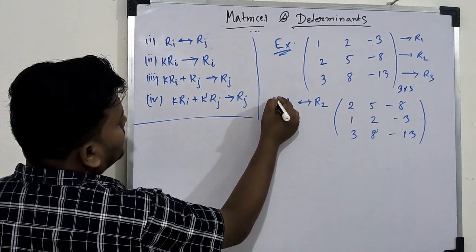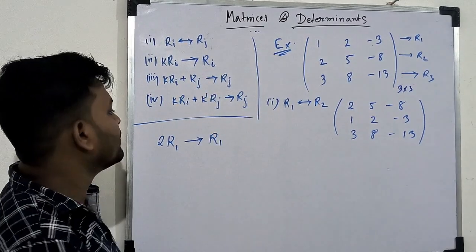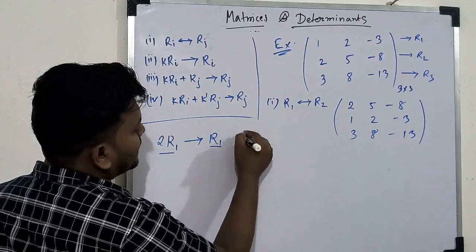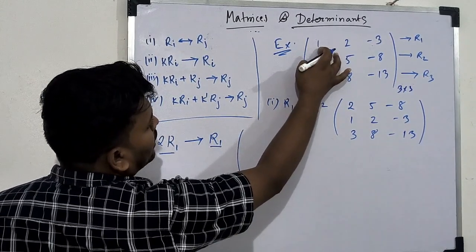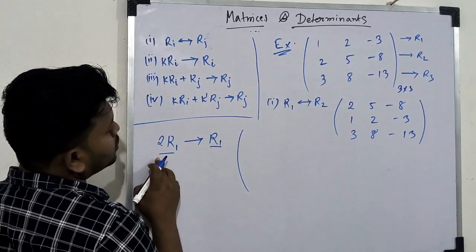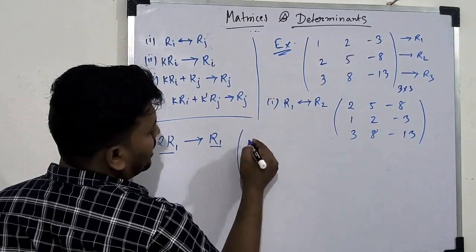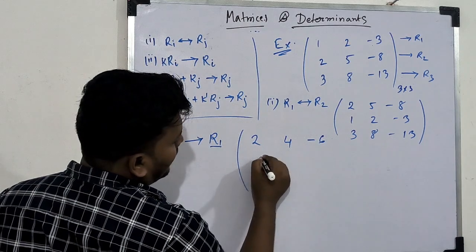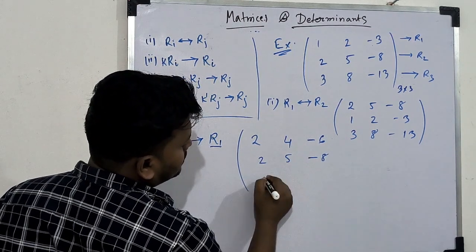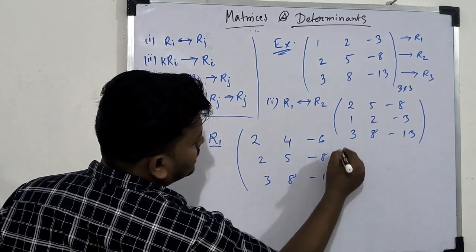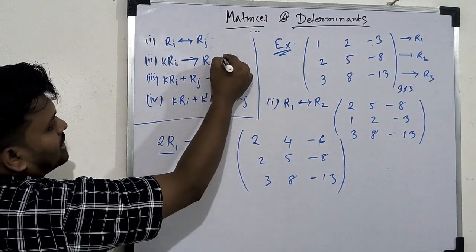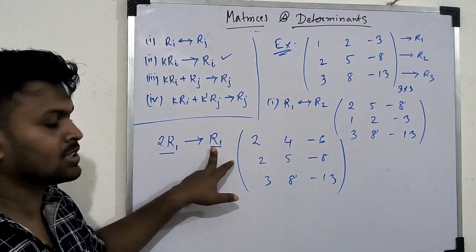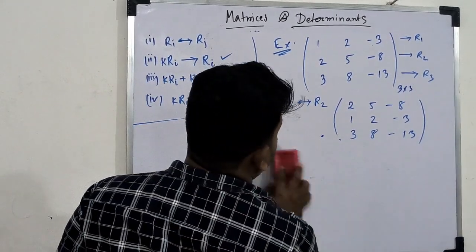Now for the second operation, if we replace R1 by 2 R1, the matrix looks like this. The first row is changed to 2 R1, that is we multiply the first row by 2. So this becomes 2, 4, minus 6, and the other rows are the same, 3 8 minus 13. Under this scalar multiplication of rows, the matrix looks like this. And now we apply the third one.